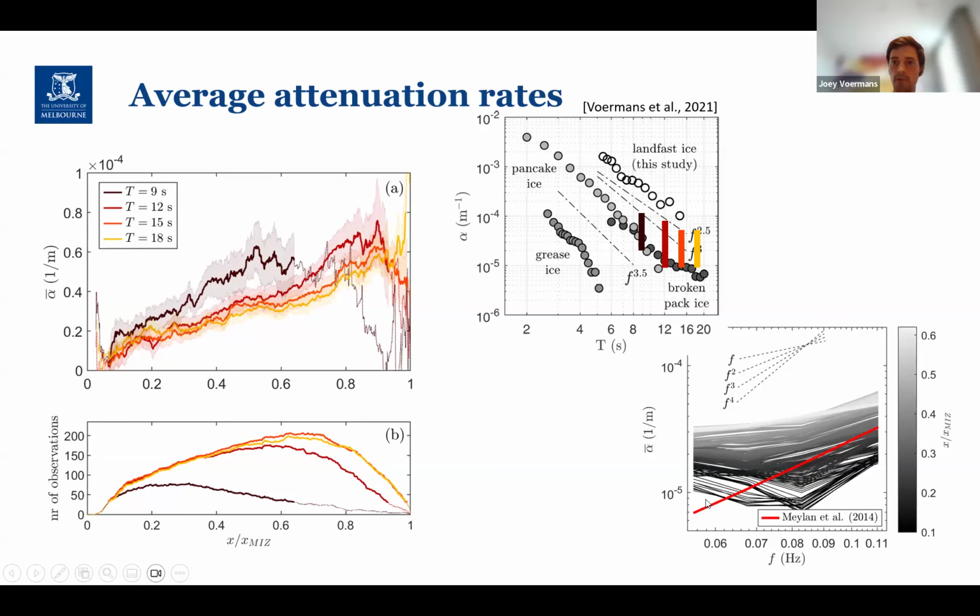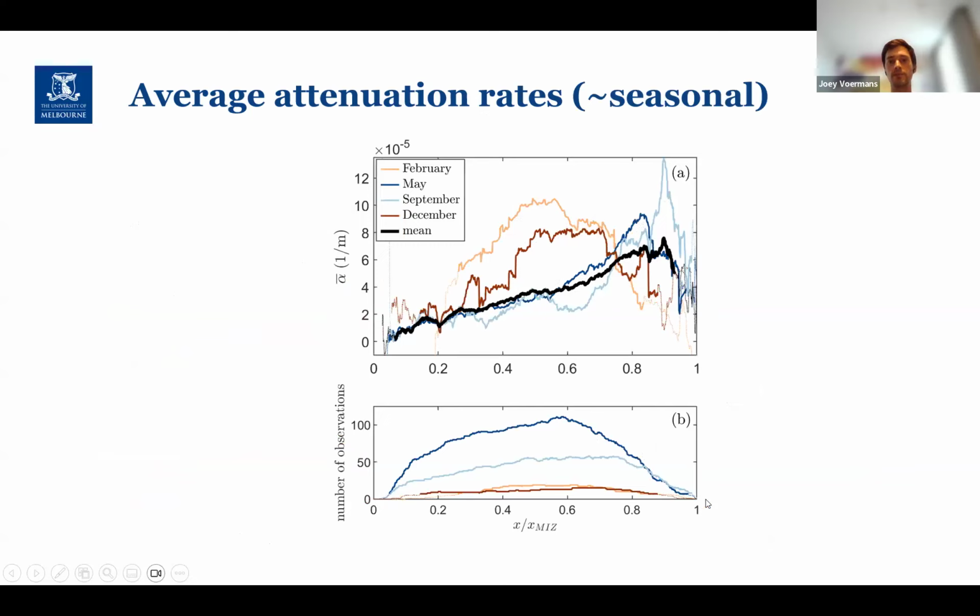So that seems to match quite well. There is some seasonal variability. We cannot be too confident about that. So we see here those red lines, or the warmer colors, they represent the February and December months, but we also know that we have very limited data there. So the confidence intervals are quite large. Confidence intervals are not shown, by the way.